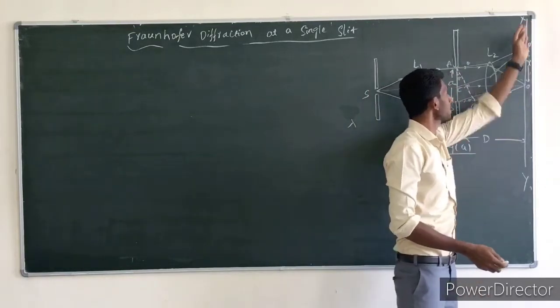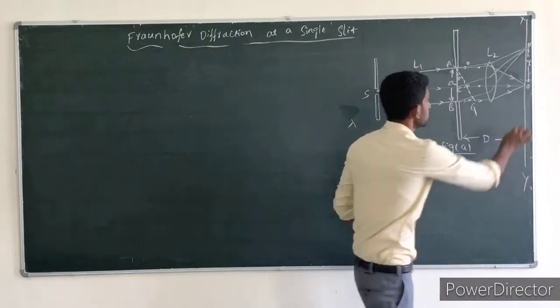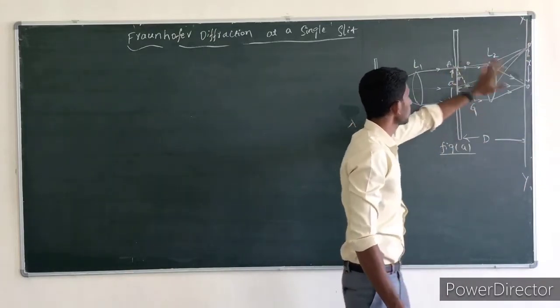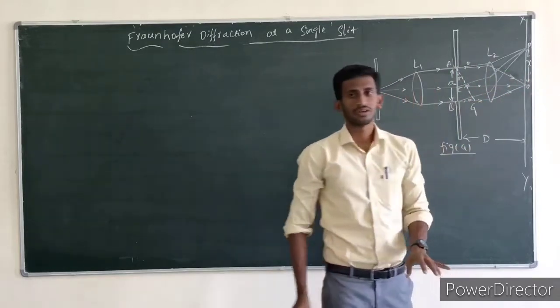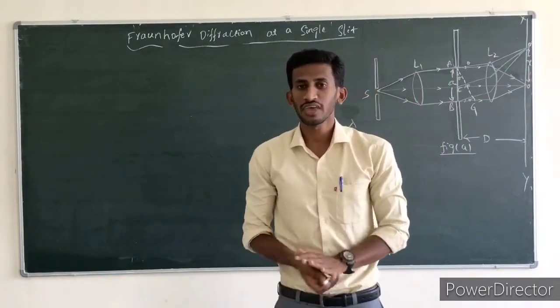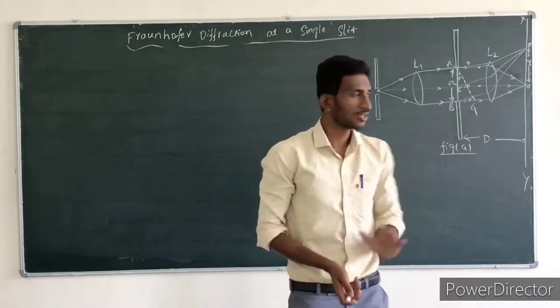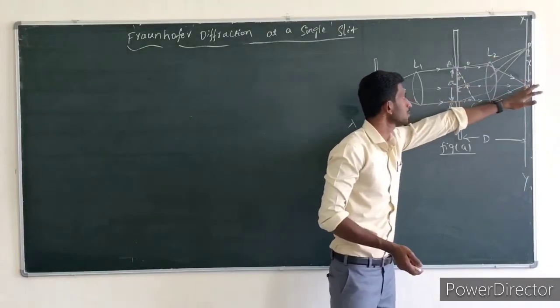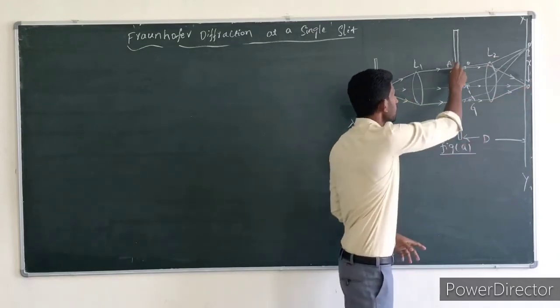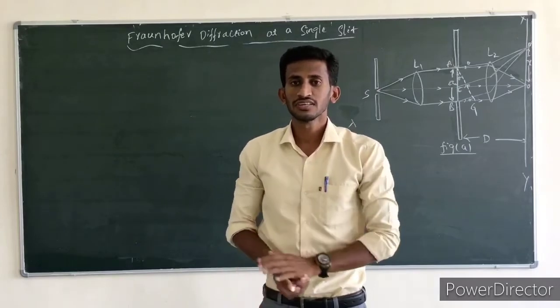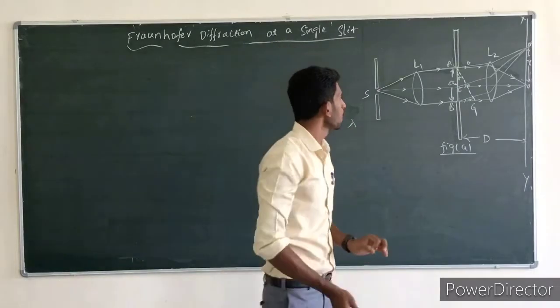Let XY be the screen. Here we have the point O. If I take AO and BO, the phase difference is the same and the path difference is 0. The secondary wavelets reaching the point O from A and B have the same phase difference and the path difference is 0.